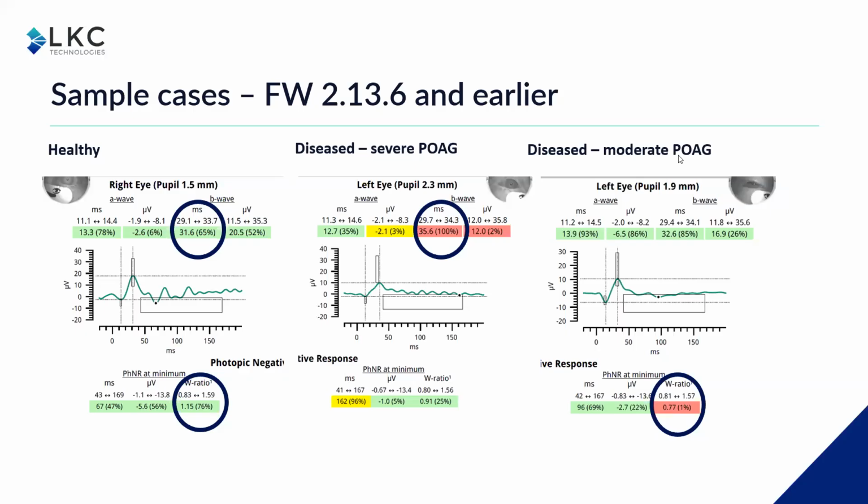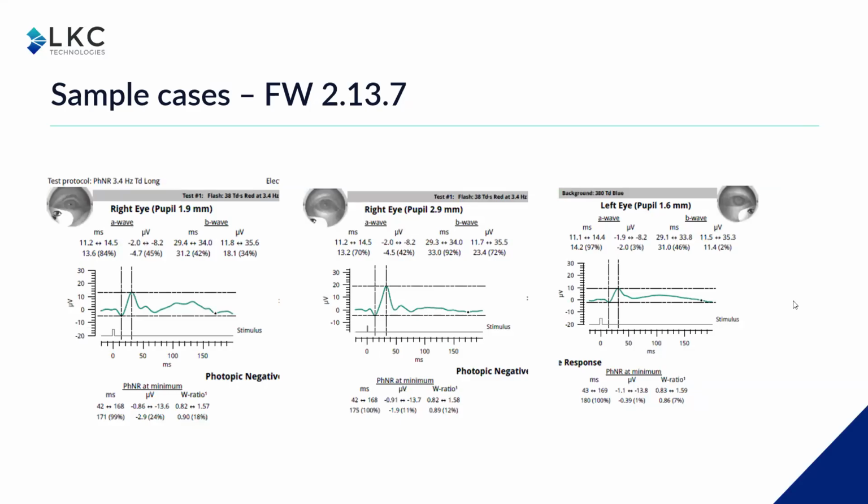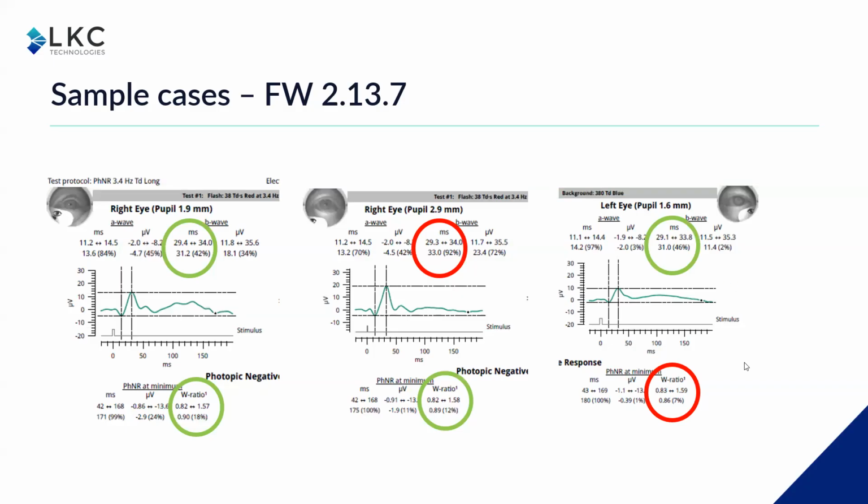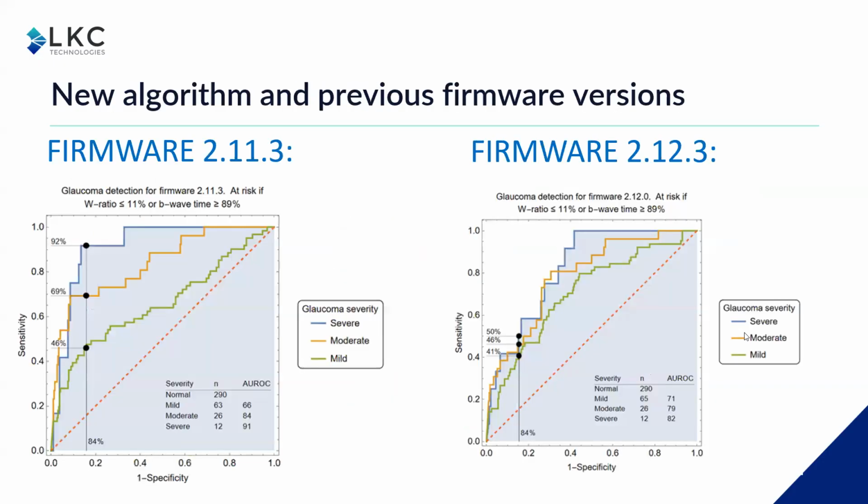Here is another example, a moderate open angle glaucoma patient: W ratio 1%, equal to or less than 11, but the time within limits. The new report, as I mentioned, will have no colors. For healthy subjects, here we have one example where we have 92%, which is equal to or more than 89%, and W ratio within the limits, again, either or. And another example where the W ratio is only 7%, but the time is within limits.